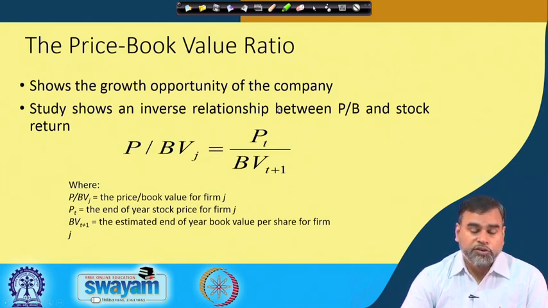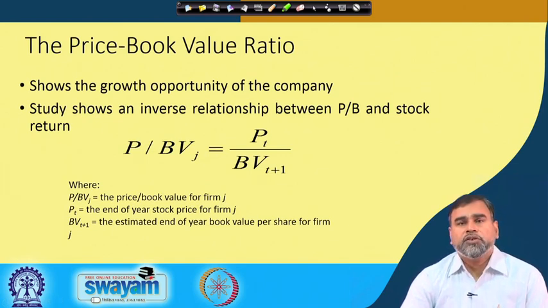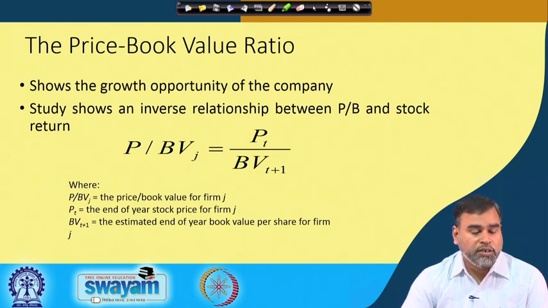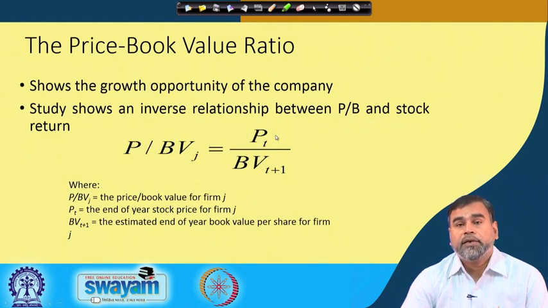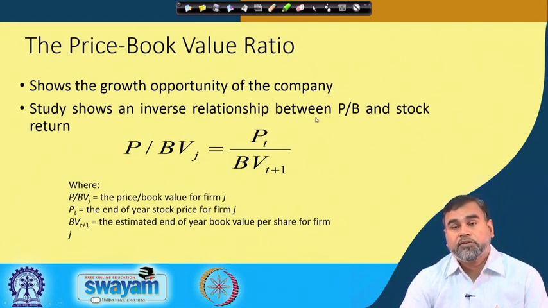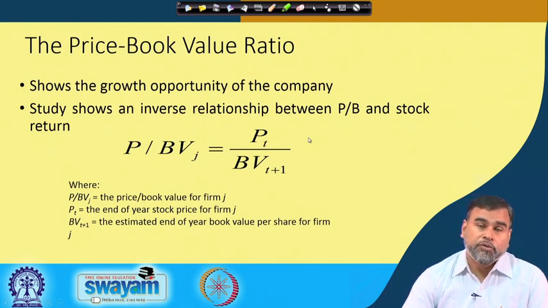Then we have price to book ratio. The price to book ratio is a proxy for the growth opportunity, and previous studies have shown that between the price to book ratio and stock return, there is an inverse relationship. That means, if the price to book ratio is very high, that means what? The market value of that particular company is already high, that means the company is already overvalued. So, in that context, the expectation from that particular stock is relatively less, or the expected return from the stock can be less, because the market has already overvalued that.